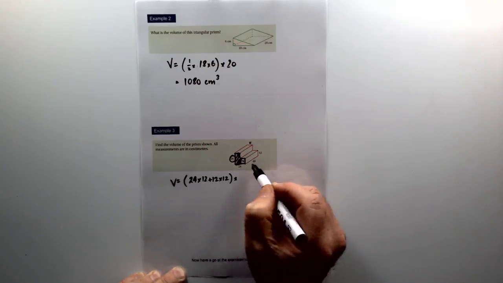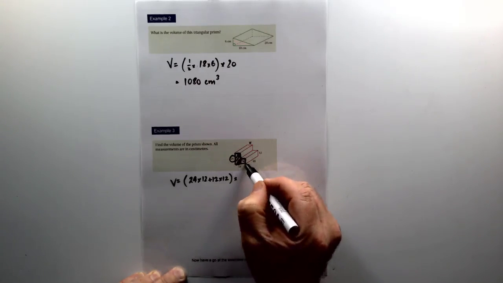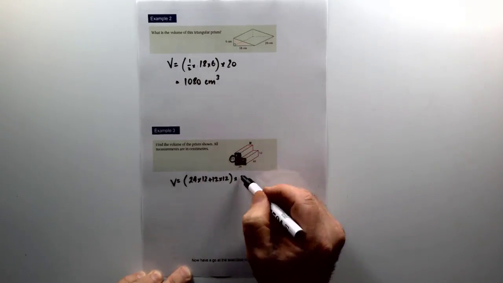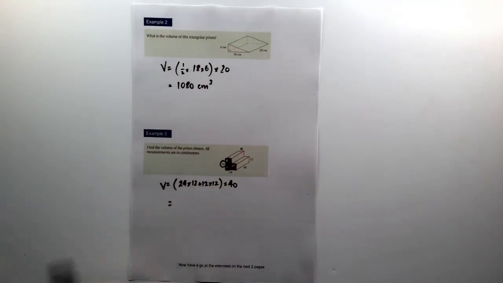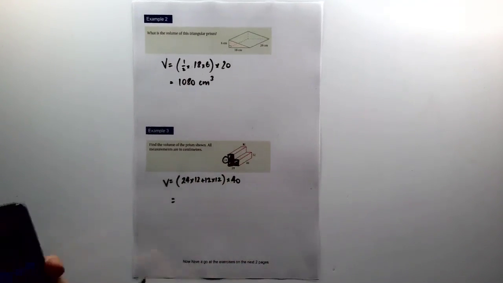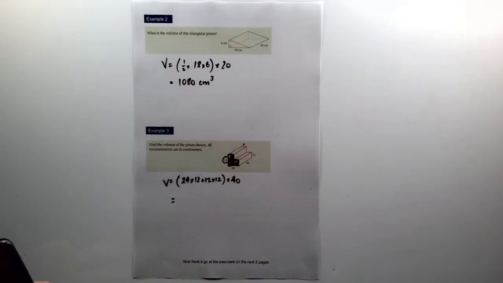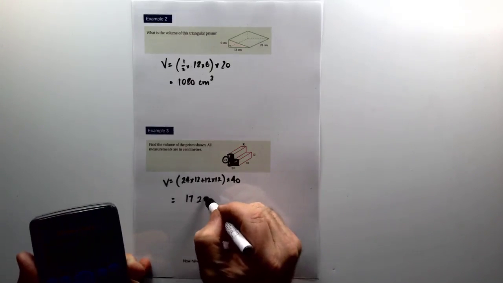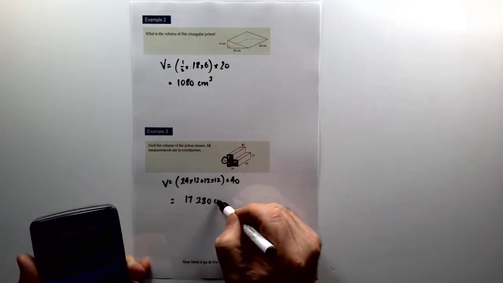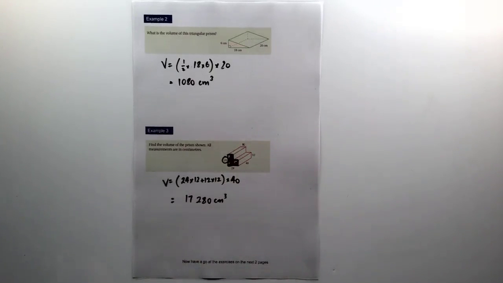Now we've worked out that whole cross-sectional area, which is the bit inside the brackets. We then multiply that by 40, and I won't even hazard to try and do this one in my head. But if we go on our calculator, we get an answer of 17,280. That's going to be in centimetres cubed.